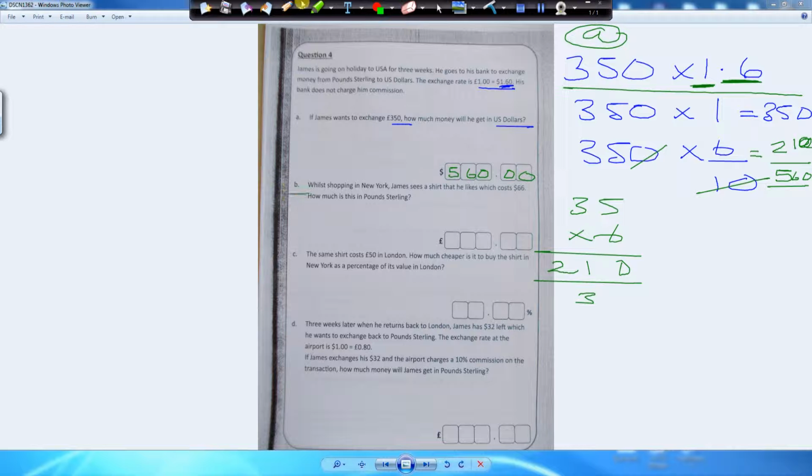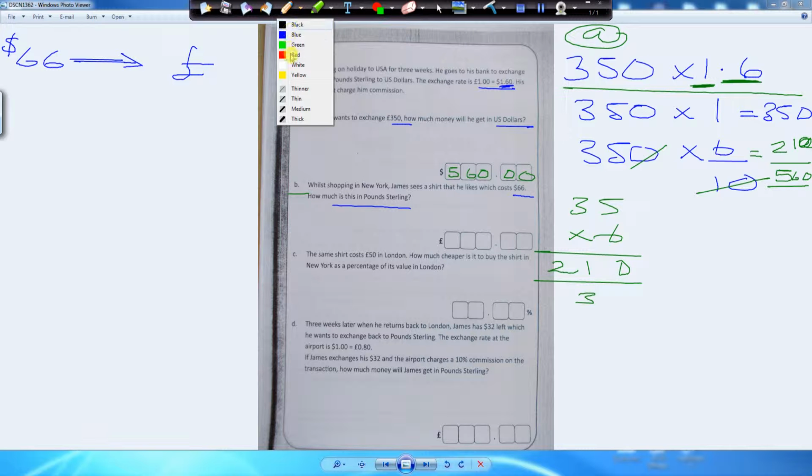Question B. While shopping in New York, James sees a shirt that he likes costing $66. How much does it cost in sterling? So we have to now change $66 into pounds. What do we do for that? We have to do the opposite of times by 1.6, which is divide by 1.6. So we've got 66 divided by 1.6.